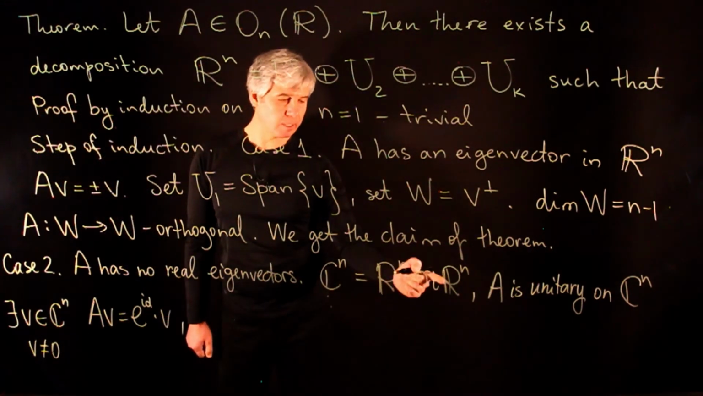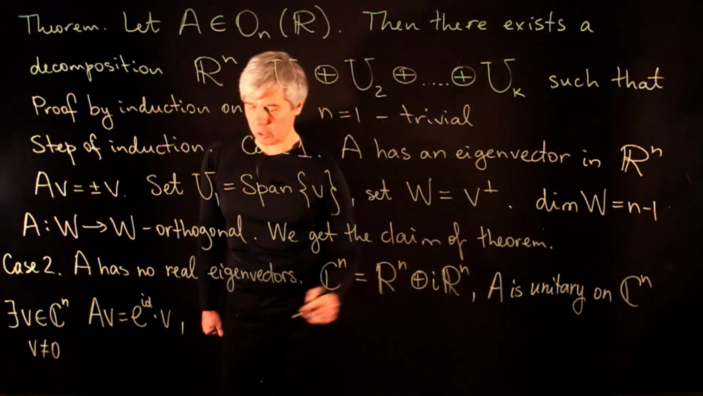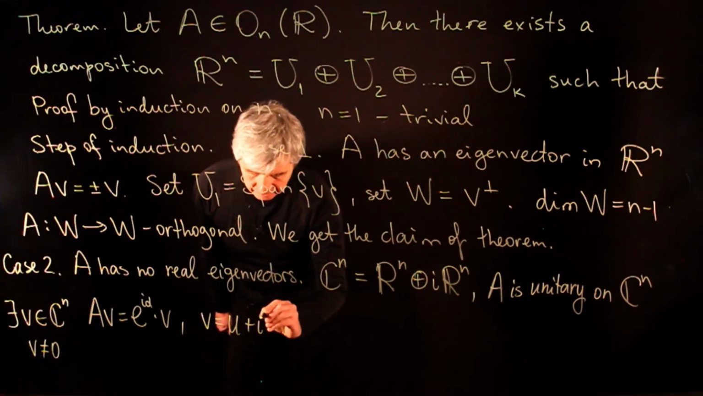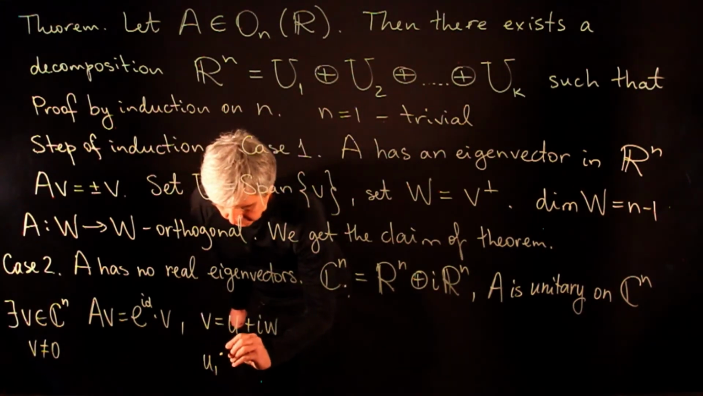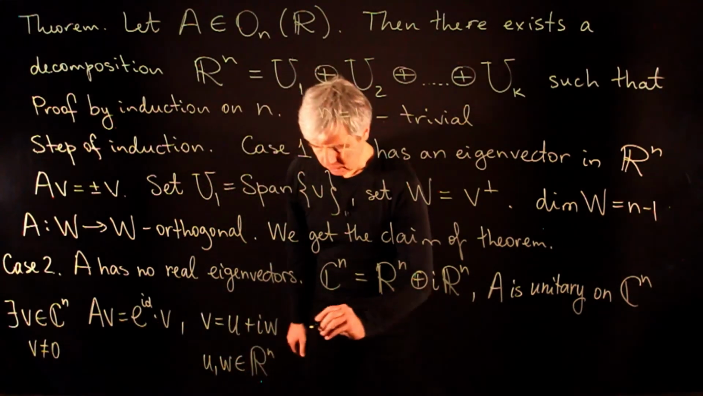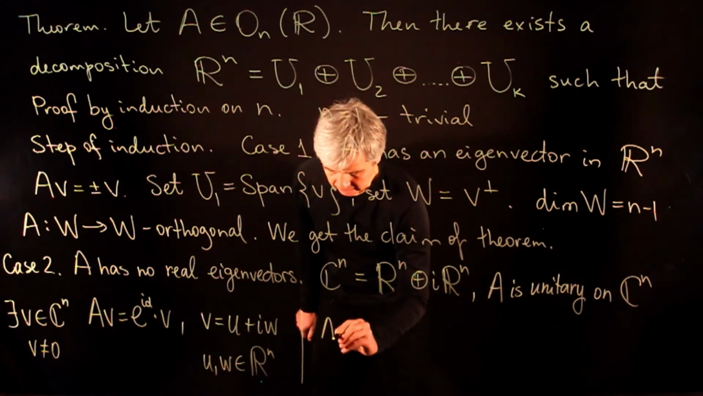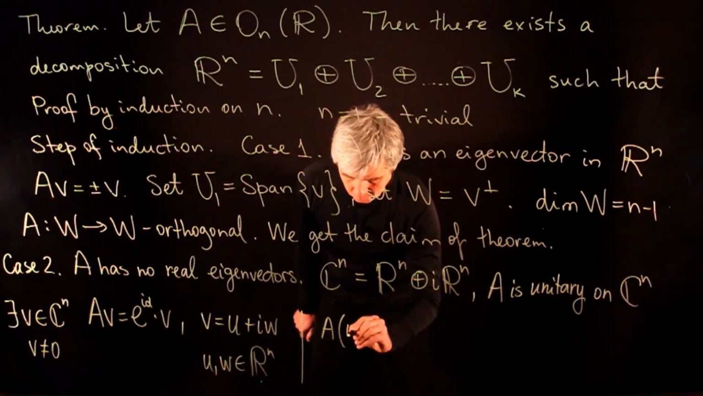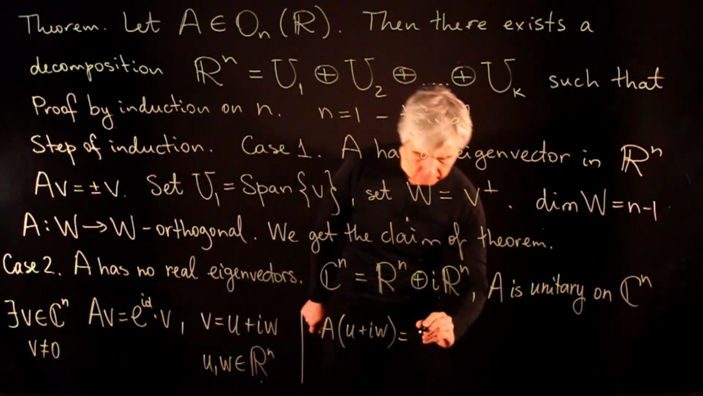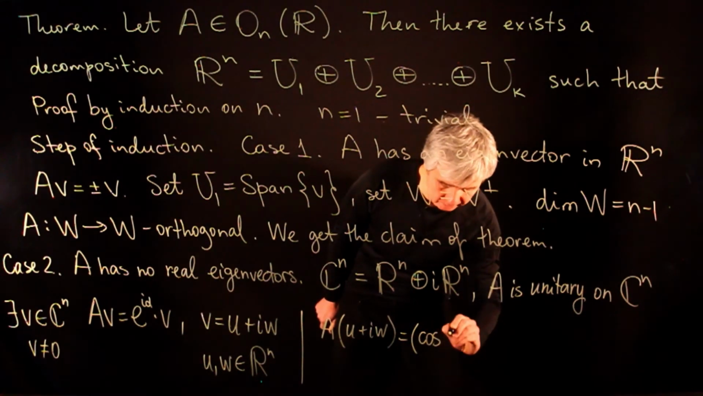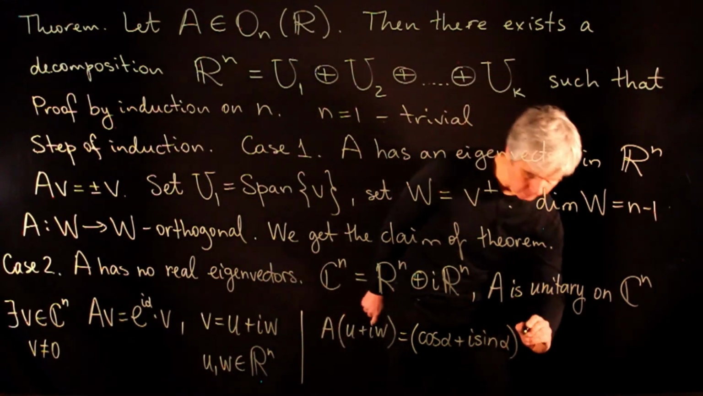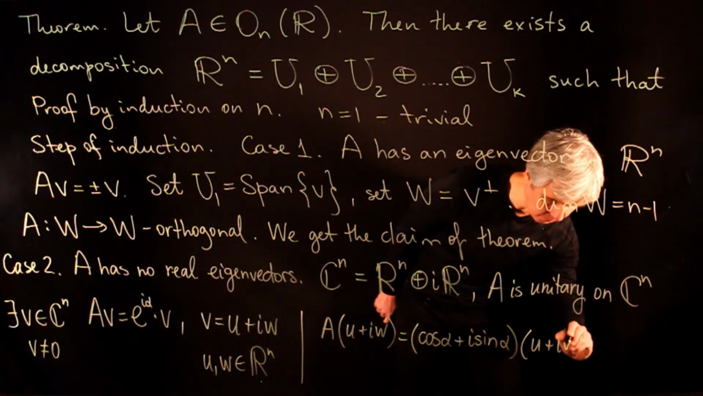Let us take this vector and consider its real part and imaginary part. So we're going to write V as U plus iW, where U and W are now in Rn. Then let us write down this equality. So this equality says that A multiplied by U plus iW is equal to e to the i alpha, to which we apply Euler's formula and write cos alpha plus i sine alpha, times V, which is U plus iW.